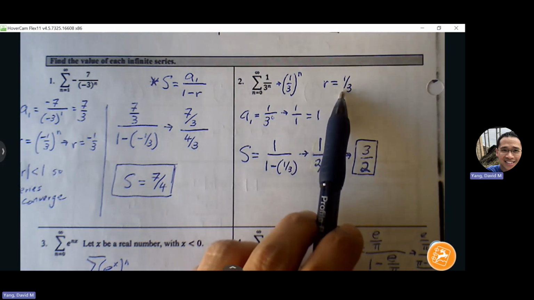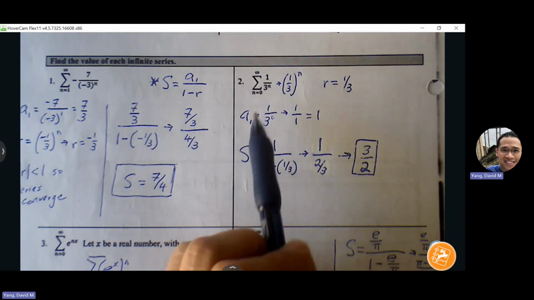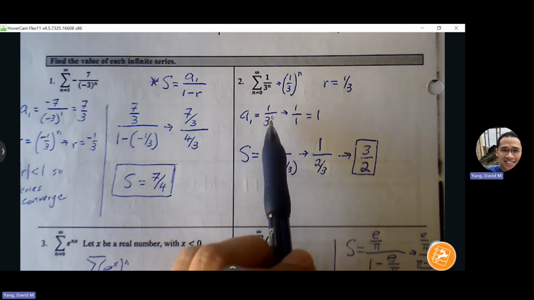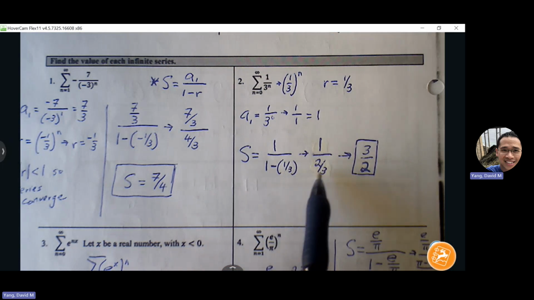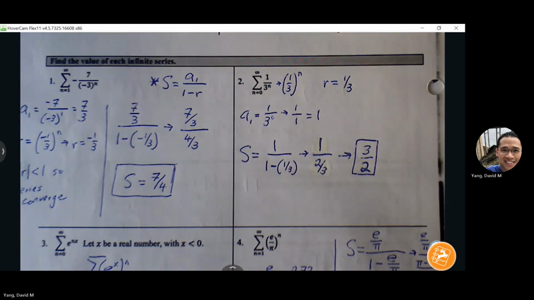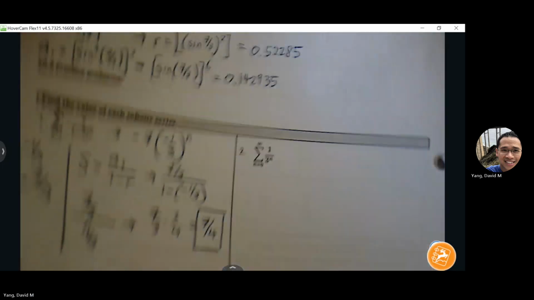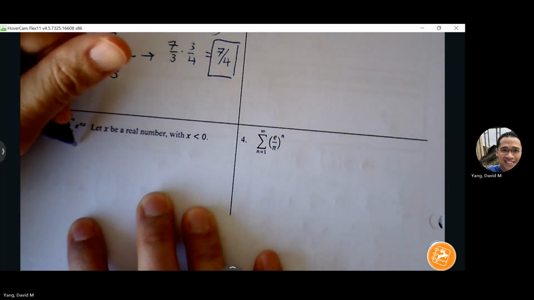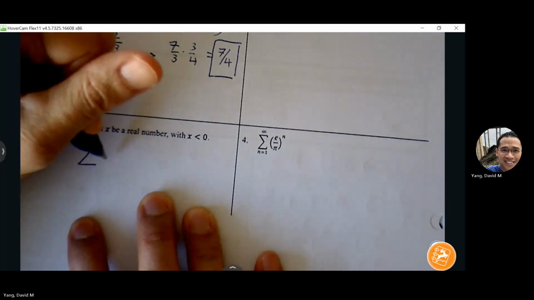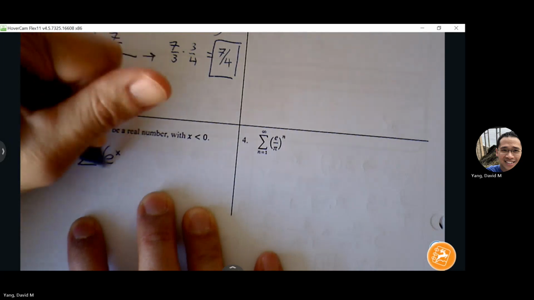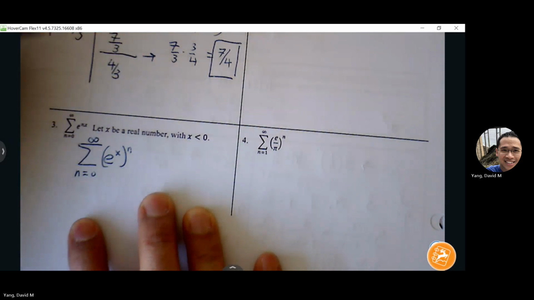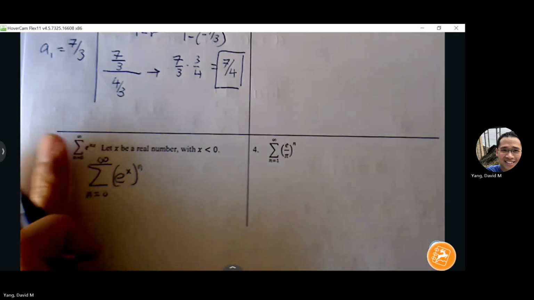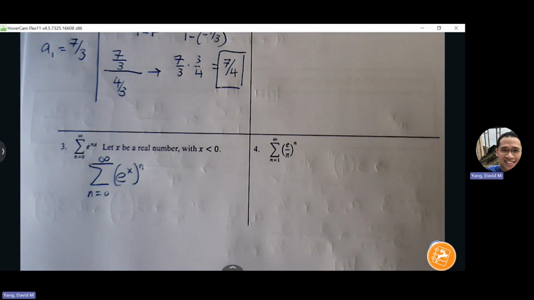My ratio is 1/3. That's obviously converging. My a sub 1 is just 1/3 to the 0 power, which is 1. So 1 over 1 minus r, 1 over 2/3, is 3/2. Okay, any questions with 2?